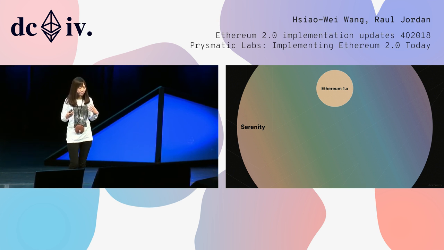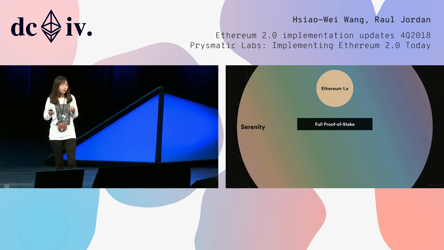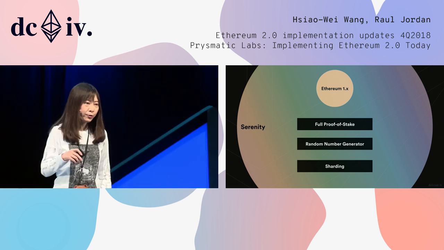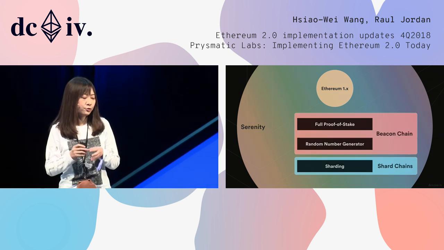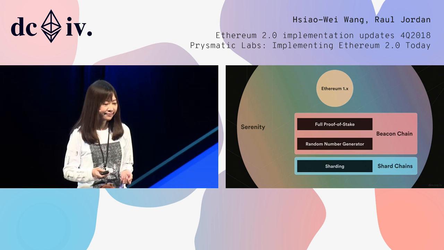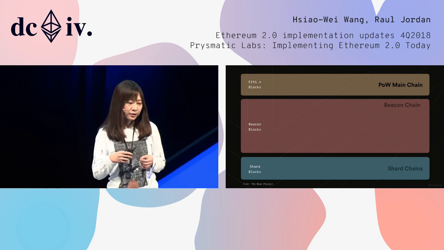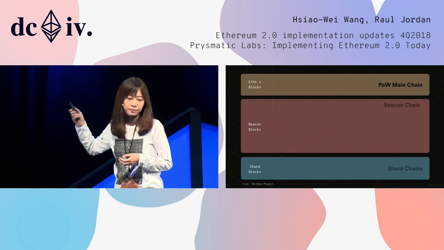And we will have a fantastic future, like full proof of stake, a good random number generator, and blockchain sharding for the scalability problem. We will have a whole brand new beacon chain and many shard chains in this ecosystem to realize it. If we abstract the different chains, we can make it into three levels.